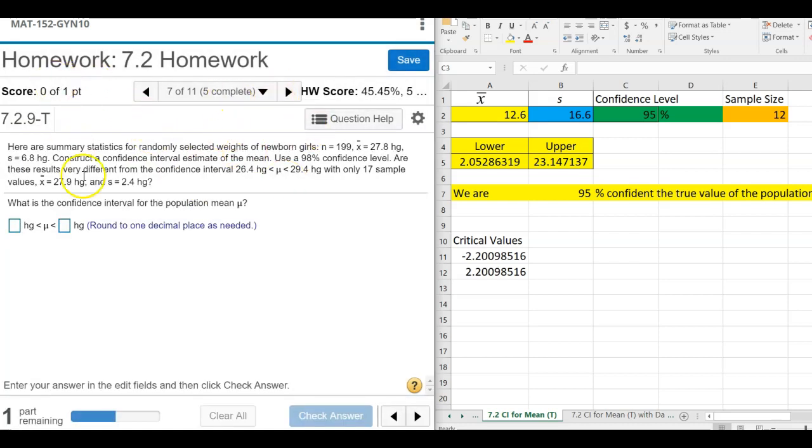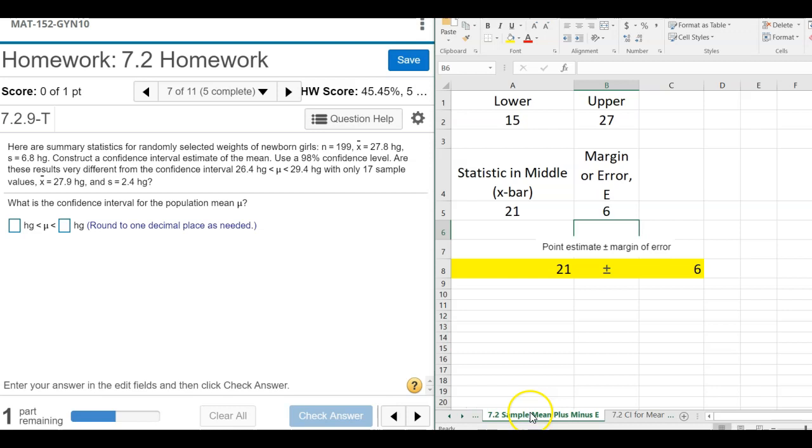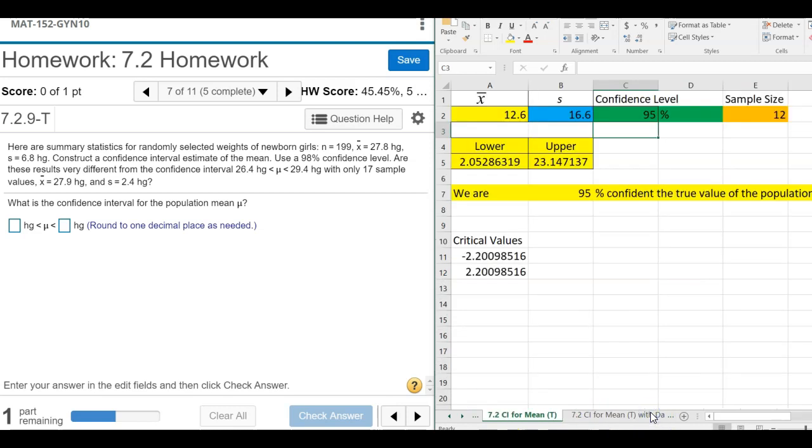Alright, so let's look at this guy. This is back to a summary. So we're back to just this calculator. We don't need the data. So we've got sample mean of 27.8. We've got S is 6.8. We got our confidence level, 98%. That's the one that we don't ever see. And then our sample size N is 199.